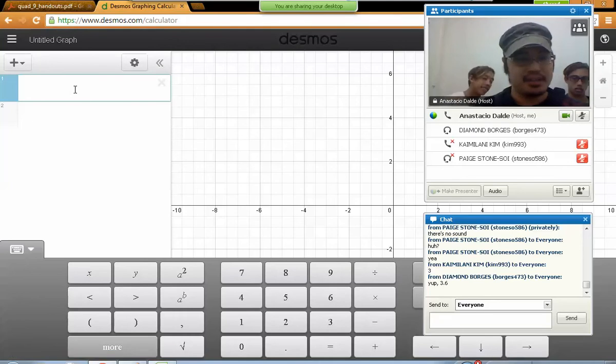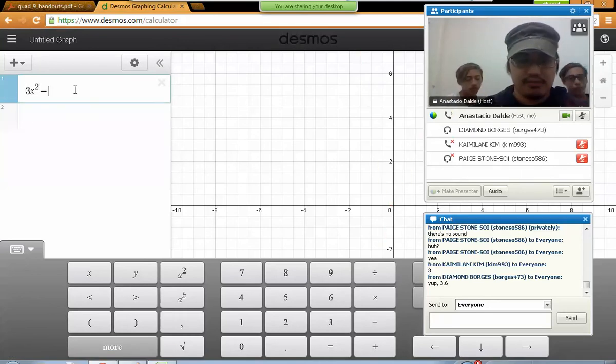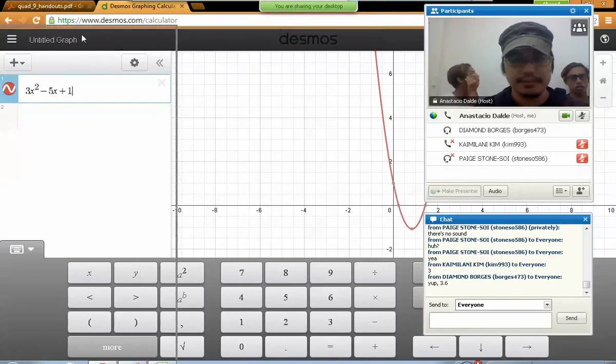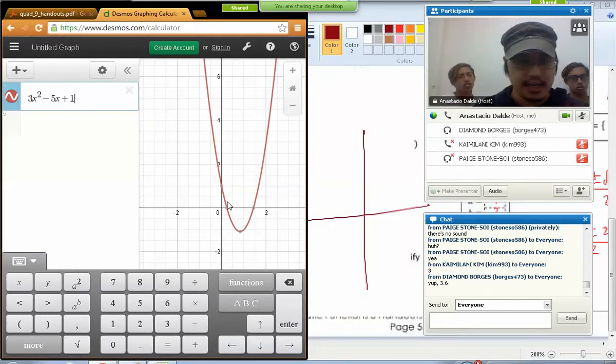All right, let's see. It was 3x squared minus 5x plus 1. And look where it crosses. It crosses at 0.232 and 1.434. Is that our answers? I don't know.